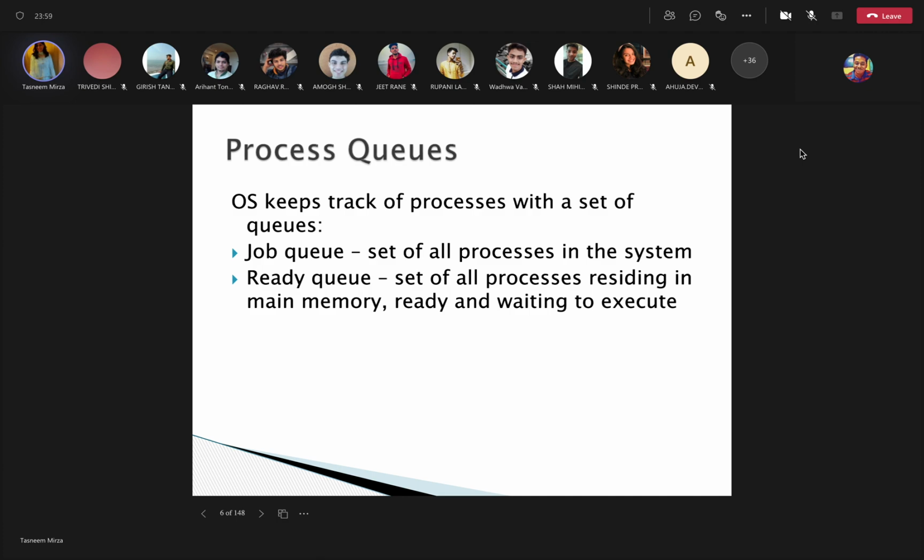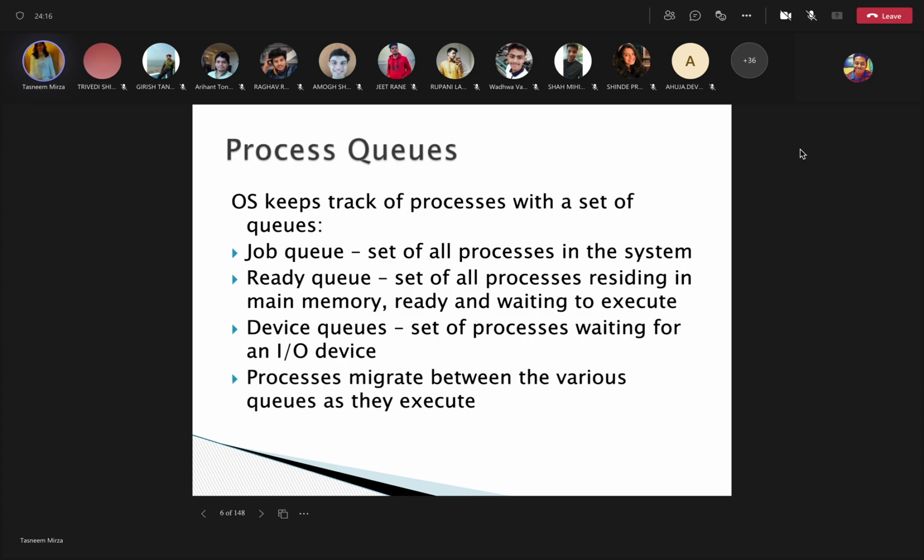Remember, only one job queue, only one ready queue, but multiple device queues. That depends on how many devices are there. Set of all processes waiting for an IO device. So that's nothing but device queues. So processes migrate between the various queues as they execute. We have seen the state transition diagram, and you know what the queues are. As and when processes move states, basically they migrate. They move from one queue to the other. Is all this clear, students? Yes, ma'am.